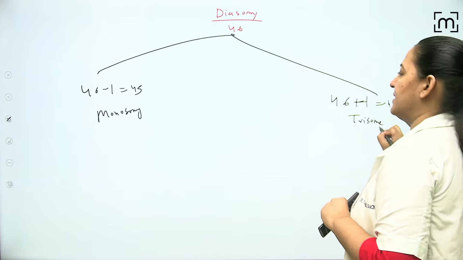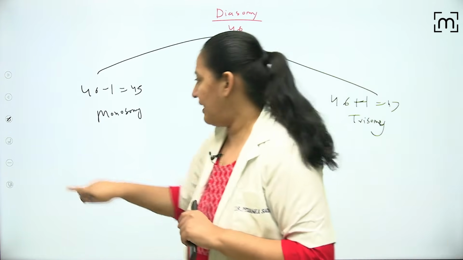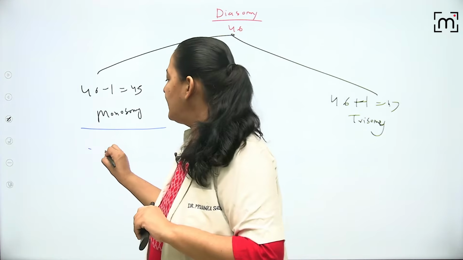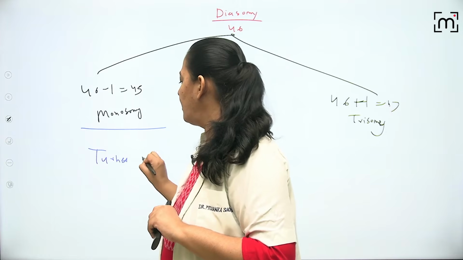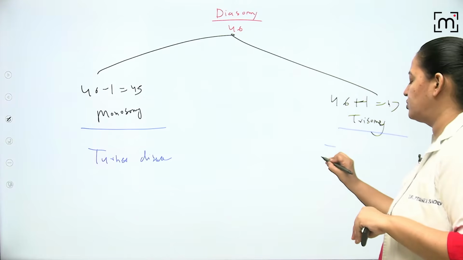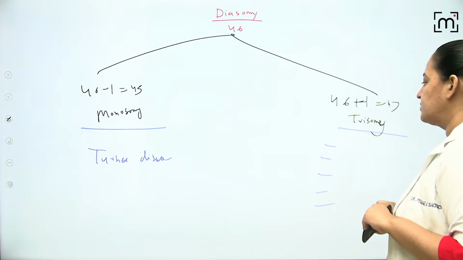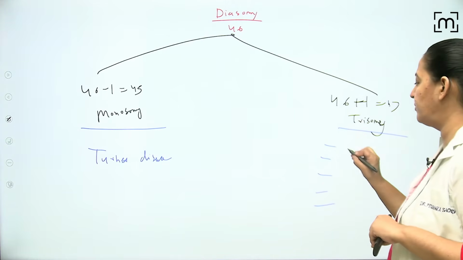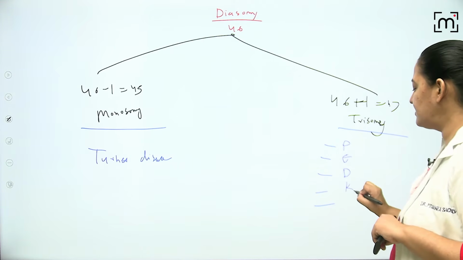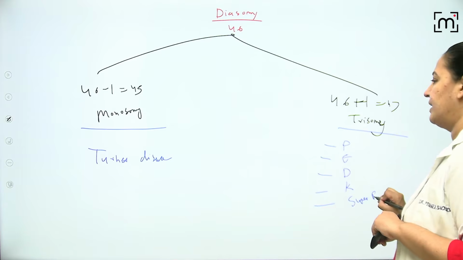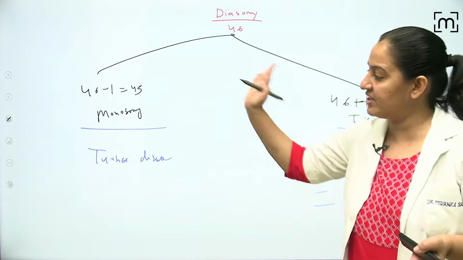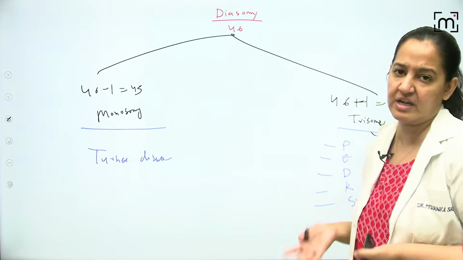Now I am giving you the examples of monosomy and trisomy. Let me write the examples here, then I will explain them. In monosomy, I will give you only one example. The name of the disease is Turner disease that occurs in females. And in trisomy, I will give you 5 examples: Patau syndrome, Edwards syndrome, Down syndrome, Klinefelter syndrome, and super female. So you have to learn the number of chromosomes, whether monosomy or trisomy, in each of the diseases.